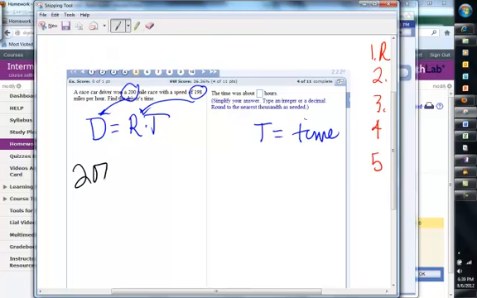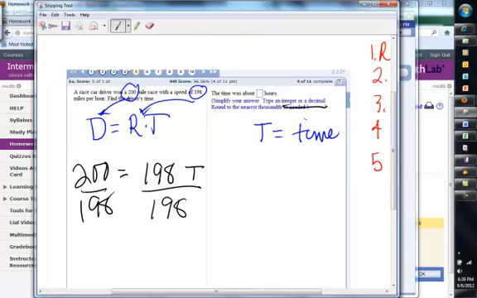200 equals 198 t. How do we get the t all alone? Divide both sides by 198. It says type an integer or a decimal. So on our calculator, we would type 200 divided by 198.